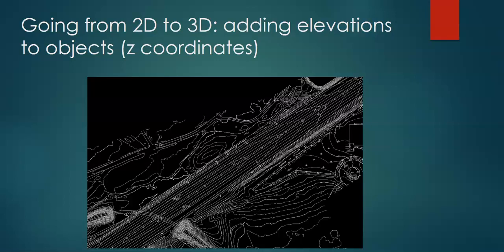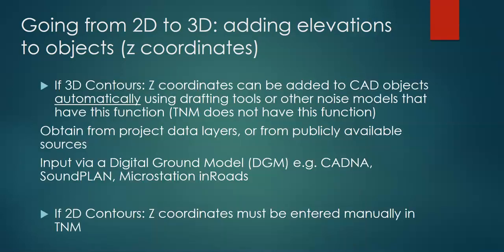So up to now we've talked about coding TNM objects in a horizontal plane. So now let's talk a bit about how to add elevations to the TNM objects. Elevations, otherwise known as z-coordinates, give the three-dimensional aspect to the objects. So there's two methods to do this.